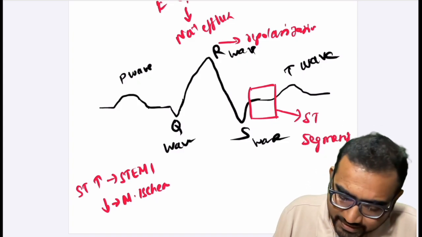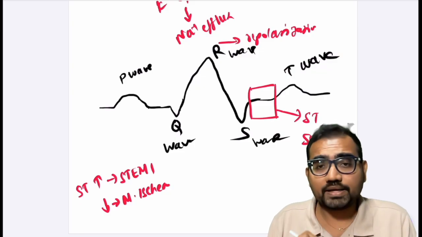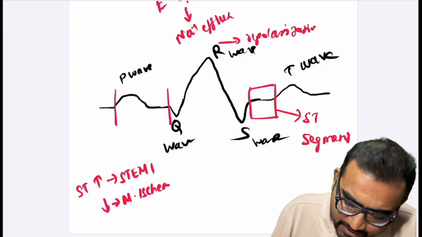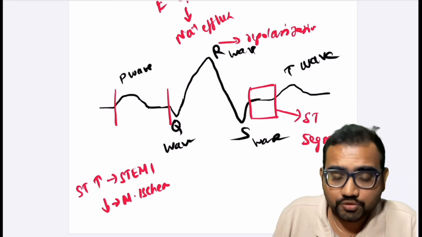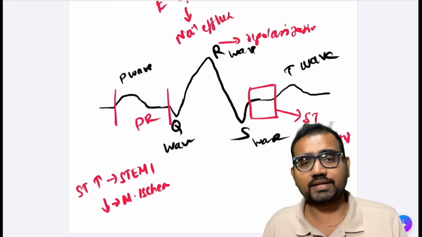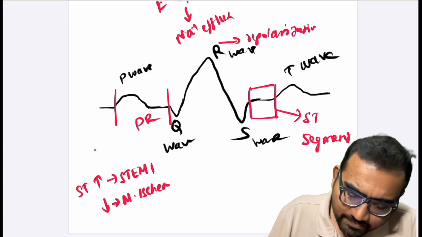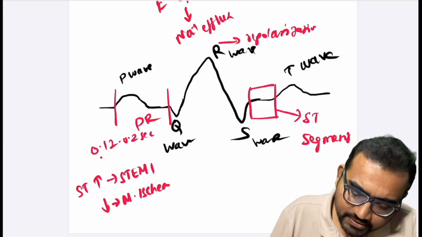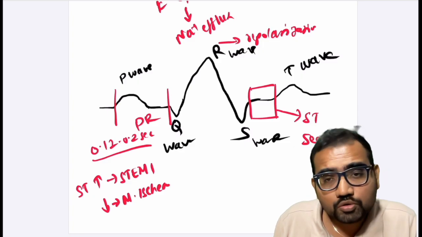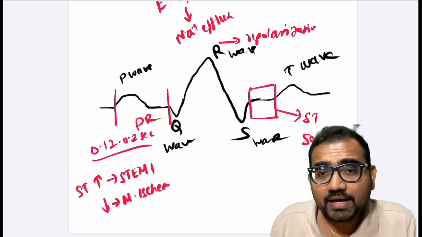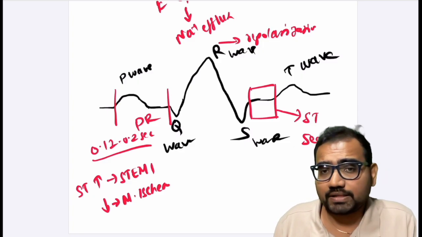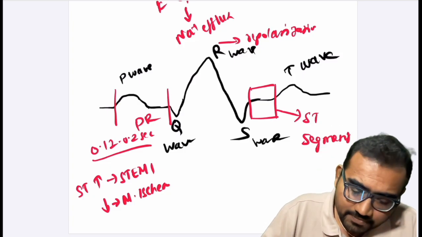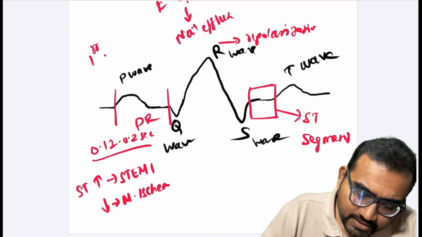The next important thing is the PR interval. The PR interval is from the starting of the P to the starting of the Q. The PR interval is usually around 0.12 to 0.2 seconds. Any abnormality in the PR interval, such as widening or a delayed PR interval, indicates there's going to be first degree AV block.